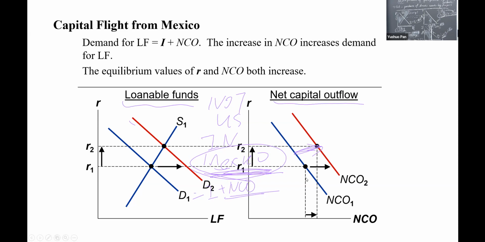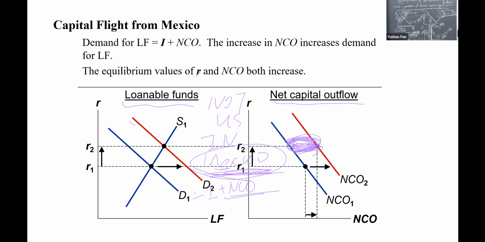So this amount is the capital flight. Even though the interest rate in Mexico increased, and maybe the returns are higher relative to other countries, because of the political instability, nobody has confidence in that country. So even though the interest rate is higher, still a huge amount of capital is going to flow out from Mexico.